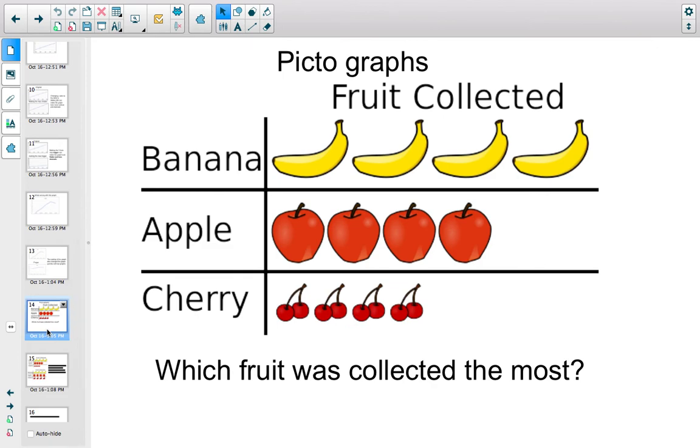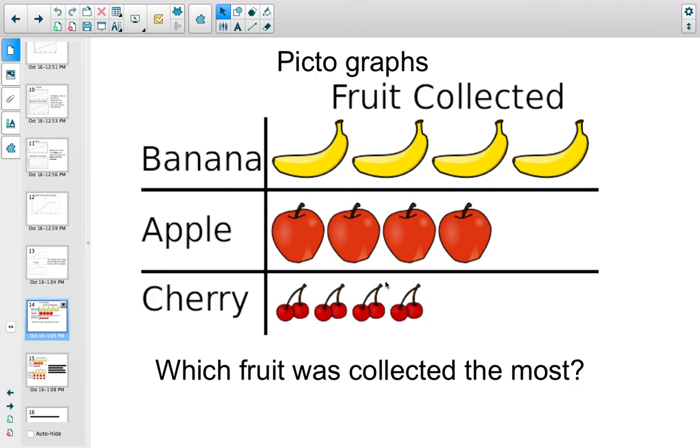Here we have a pictogram, right? Which fruit was collected the most? Let's say each fruit picture counts as 10, right? Well, it looks like bananas sold the most or collected the most, right? 10, 20, 30, 40 bananas. But apples are also 10, 20, 30, 40. And cherries, 10, 20, 30, 40.